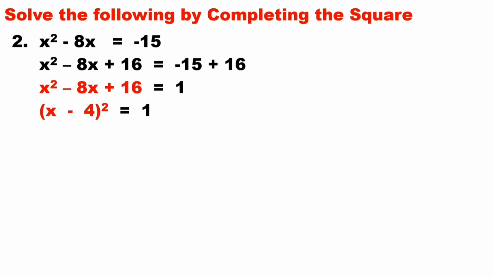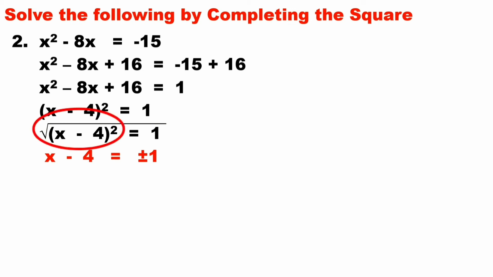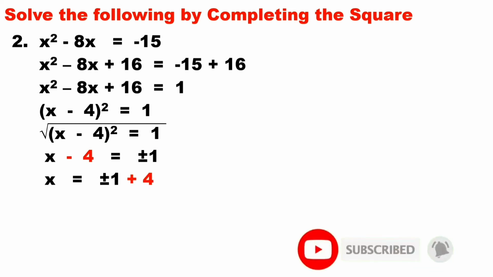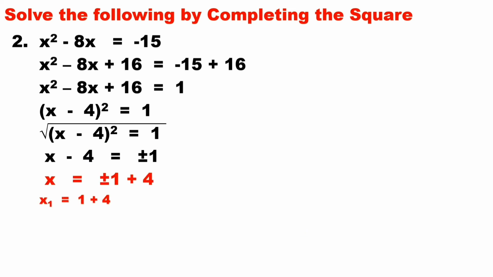The left side expression x squared plus 8x plus 16 is already a perfect square trinomial whose factor is quantity x minus 4 squared. Again, to remove the squared on the left side, extract the square root both sides. Square root of quantity x minus 4 squared equals x minus 4. Square root of 1 equals positive and negative 1. Transpose negative 4 to positive 4 to the right. X equals positive and negative 1 plus 4.